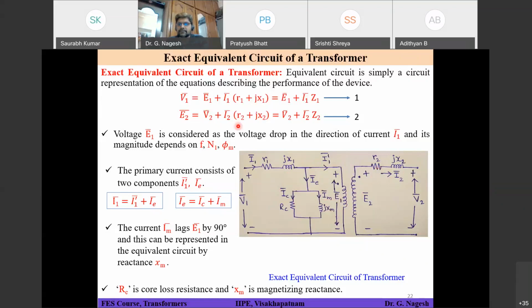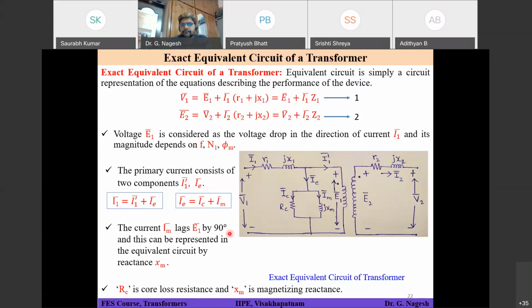Right, coming to the secondary side, E2 should be equal to V2 plus I2 into R2 plus J into X2. So this is your E2, R2, J into X2, and this is your V2, and the current I2 is flowing in the secondary winding. Right, is it clear? I mean, the two equations I have written are represented in the form of a circuit. Okay, or the circuits represent the equations which we have already shown.